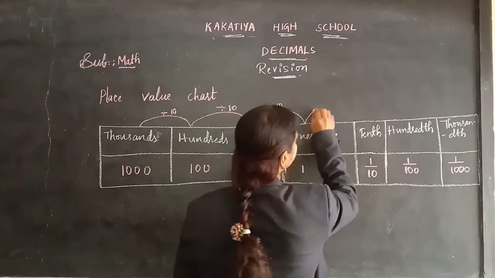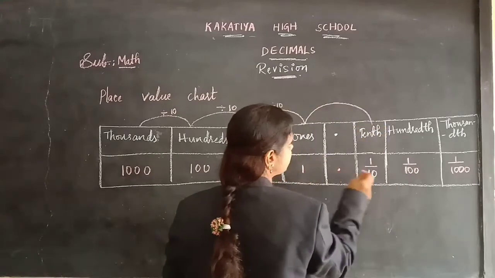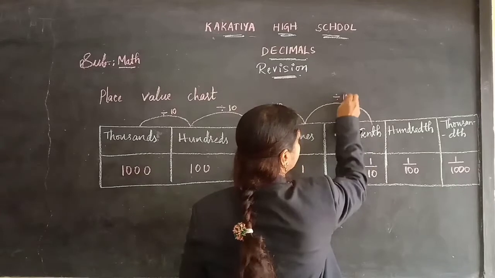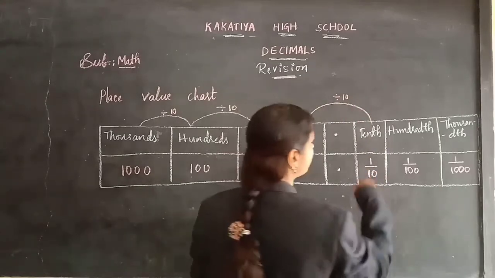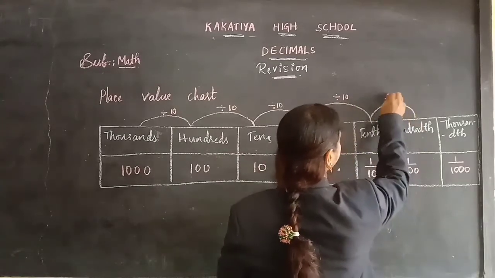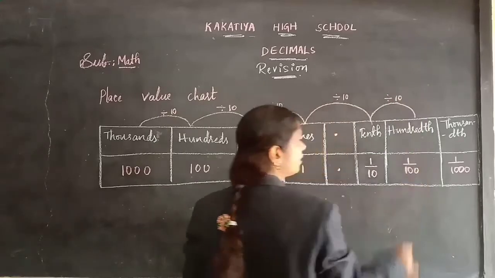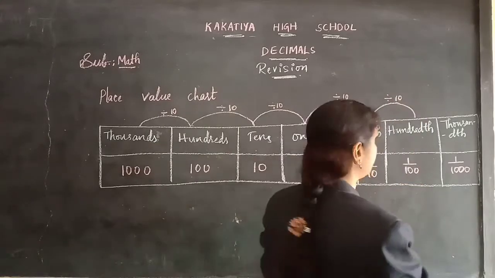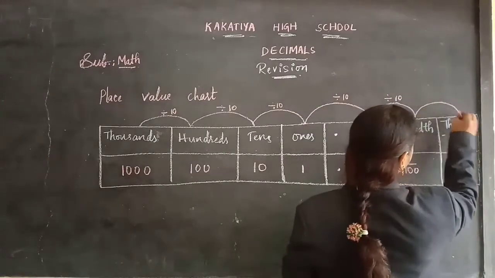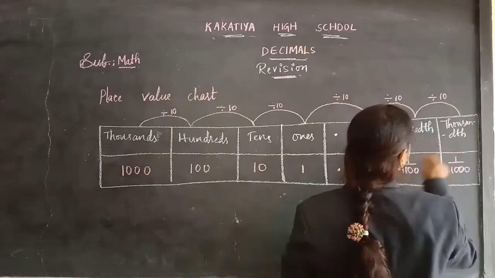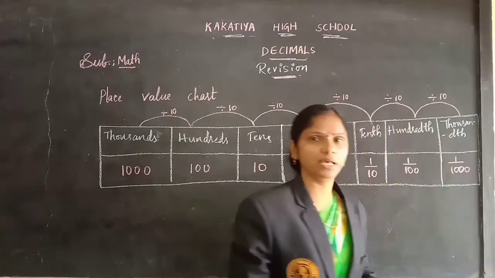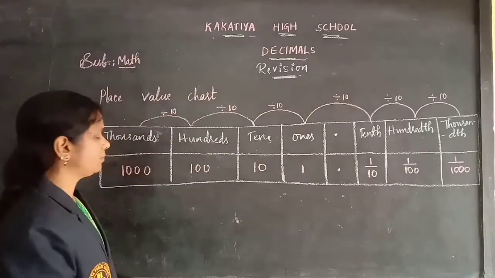From here to here, 1 when it is divided by 10, then you will get 1 by 10. 1 by 10 when you divide by 10, you will get the 100th place, which is 1 by 100. And the 100th place when you divide by 10, you will get the 1 by 1000th place. Okay, so these are the places, children.